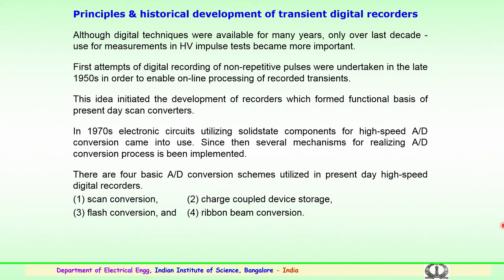There are 4 basic analog to digital conversion schemes which are utilized in present day high speed digital recorders. One is scan conversion, the second is charge coupled device storage, the third is flash conversion, and the fourth is ribbon beam conversion.